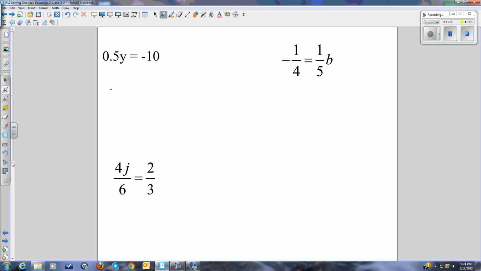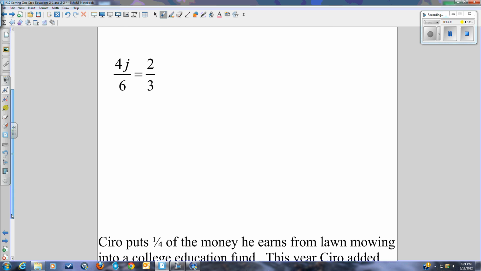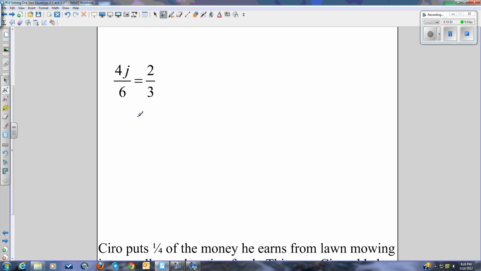This problem here, 4j over 6 equals 2/3. This is the same thing as having 4/6 j equals 2/3. You can write it just like that. Now you know that to get j by itself, you're just going to multiply each side by the reciprocal of 4/6, which is 6/4.